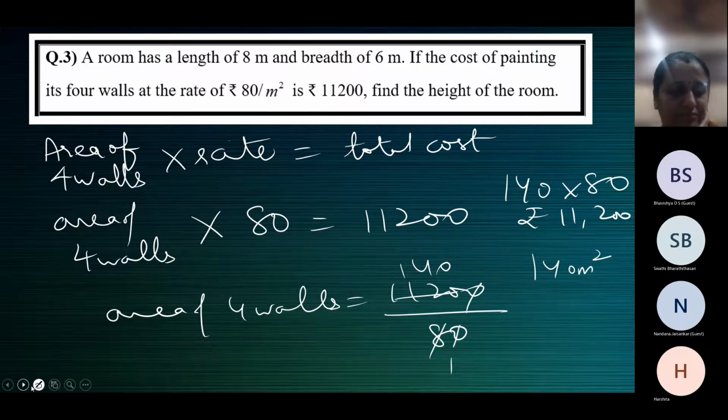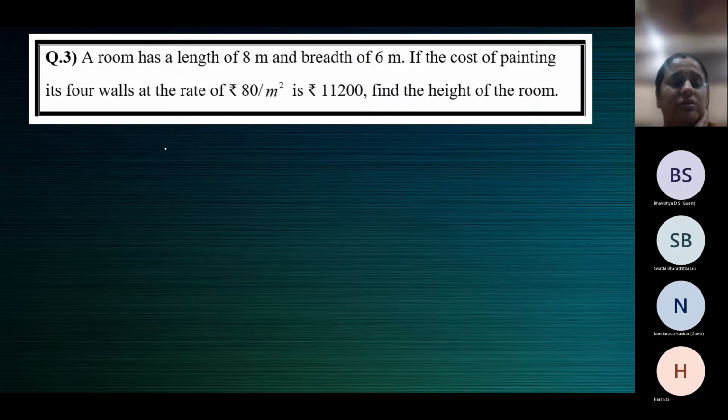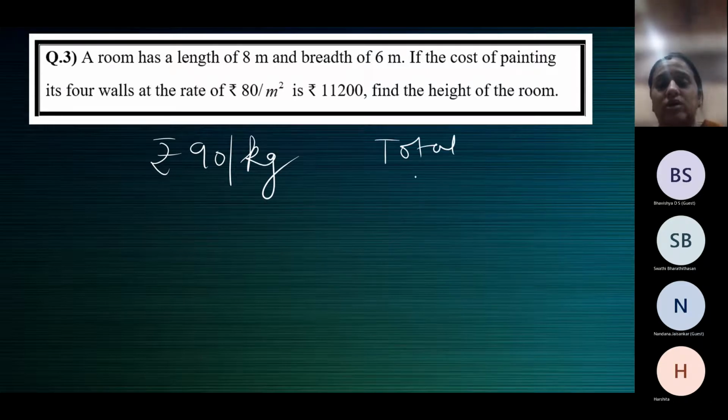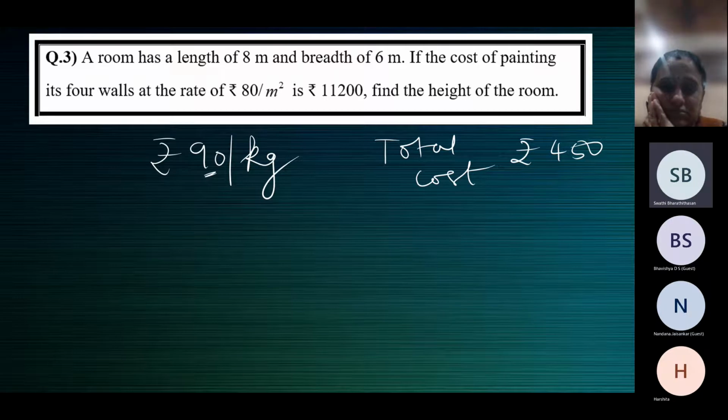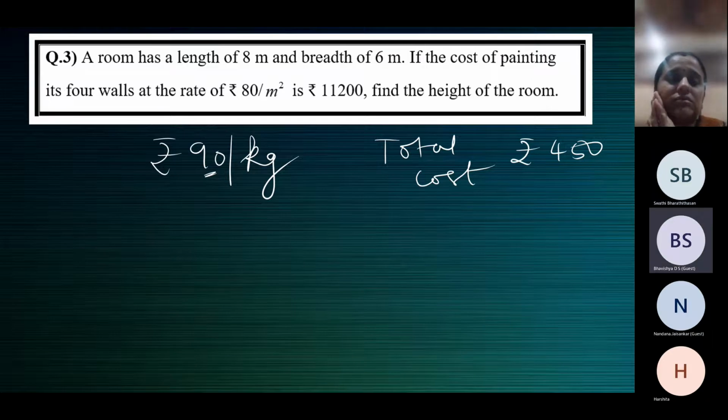Now, supposing some fruit costs rupees 90 per kg, and you have spent, say, rupees 450 on buying that fruit. What is the total cost? 450. What's the rate? 90 rupees. So how many kgs did you buy? 450 divided by 90, 5 kg. Yeah, 5 kgs. That means you bought 5 kgs.